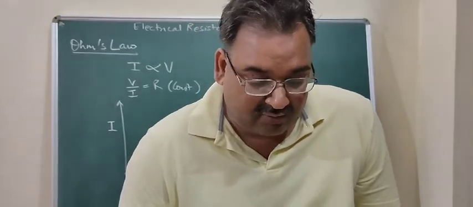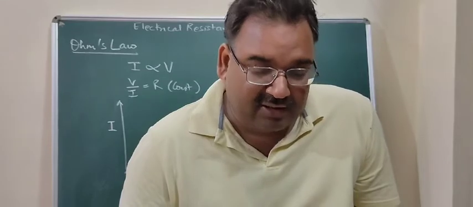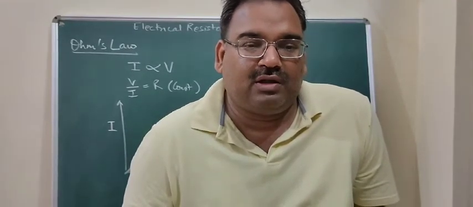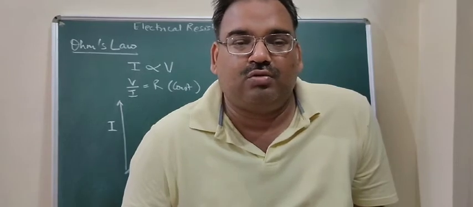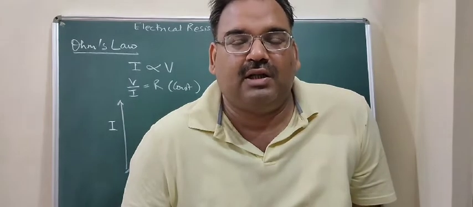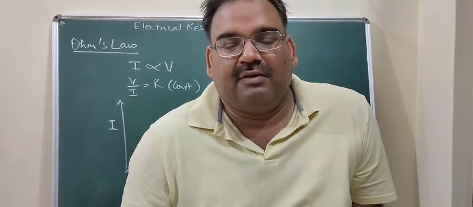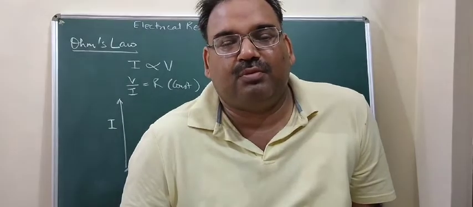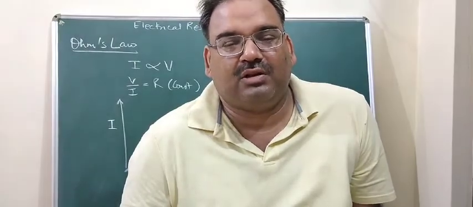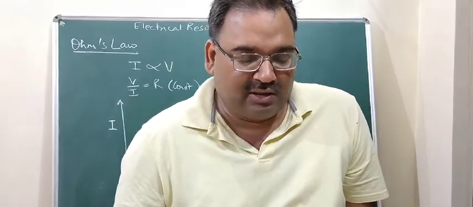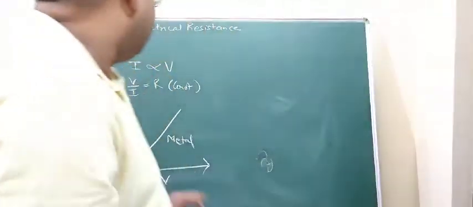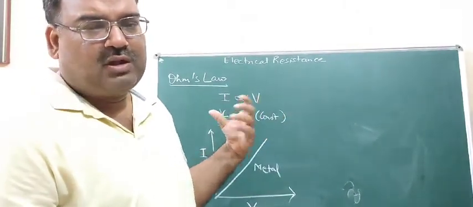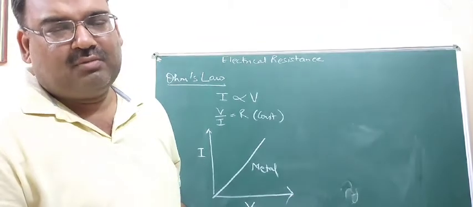He stated that, physical conditions remaining the same, the current flowing through the conductor is directly proportional to the potential difference applied across the ends of the conductor. So in Ohm's law, I is directly proportional to V. The more the potential difference applied across the ends of the conductor, the more is the current.